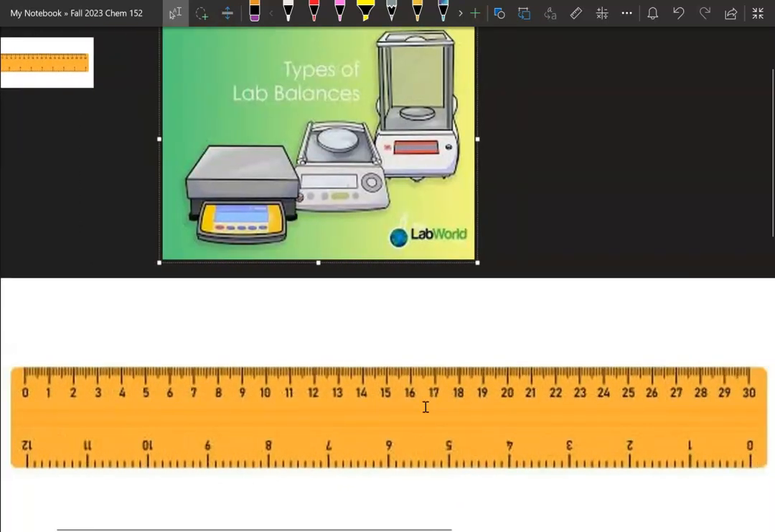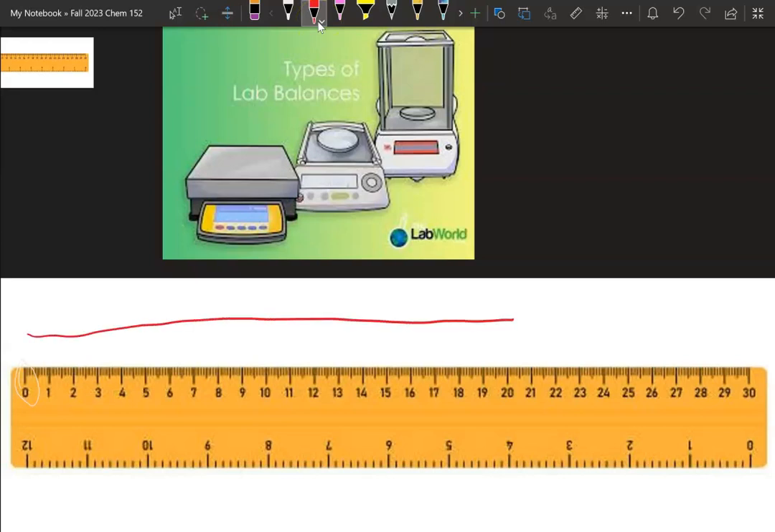Now the way you measure anything, you have to line up the zero, which is here, and that zero is your starting point. So an example would be, let's say we have this line here. It's a terrible line, but either way, it's a line, and we want to measure it from the beginning to the end. We see that the line is roughly going about right in here. So we know it's 20 at least.